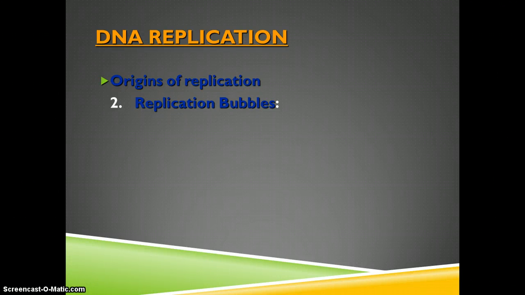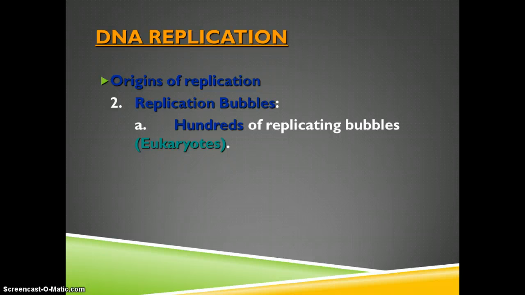Replication bubbles can also form. This is where replication begins in the middle of a DNA strand as opposed to the ends, like you would see with a replication fork. Eukaryotes, or any organism with a nucleus, have hundreds of replication bubbles as they synthesize new DNA during the S phase of the cell cycle.